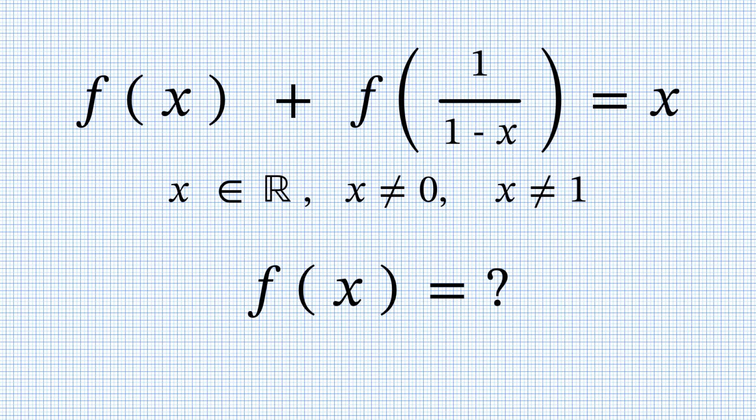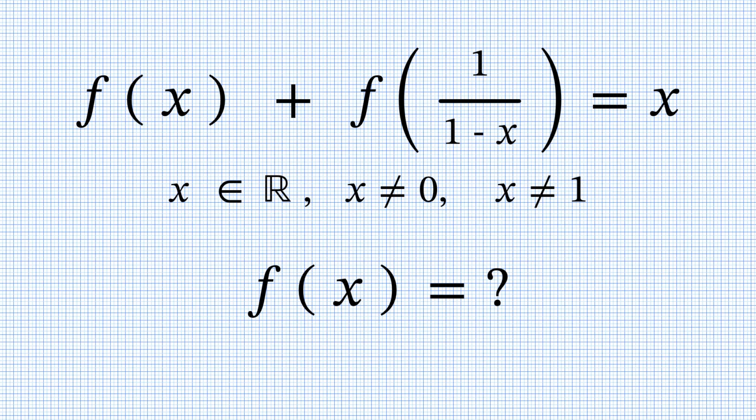A function f of x is given by the equation f of x plus f of 1 over 1 minus x equals x, where x is a real number other than 0 and 1. Find the closed formula for f of x.